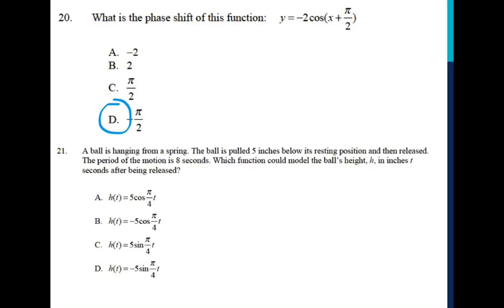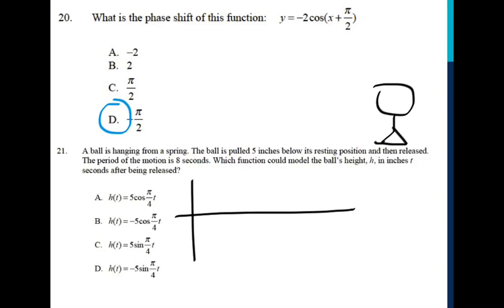is going to be a ball is hanging from a spring. All of these, please, please, please, all of these, make sure that you draw a picture of what you think it's looking like, whether it's this or a Ferris wheel. I don't want you to get this wrong just because you can't picture it in your head. So here's going to be my little graph. If you were given a Ferris wheel problem, draw your actual Ferris wheel.